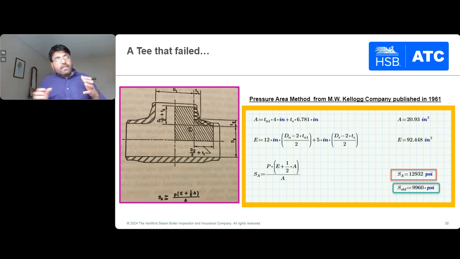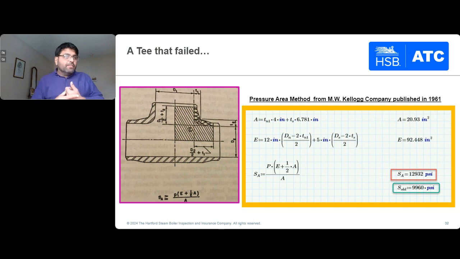So the reason I brought up these two cases is that, from an engineering standpoint, how would I reinforce this T? Yes, I don't have to use the Section 1 reinforcement calculations. That's not mandatory.